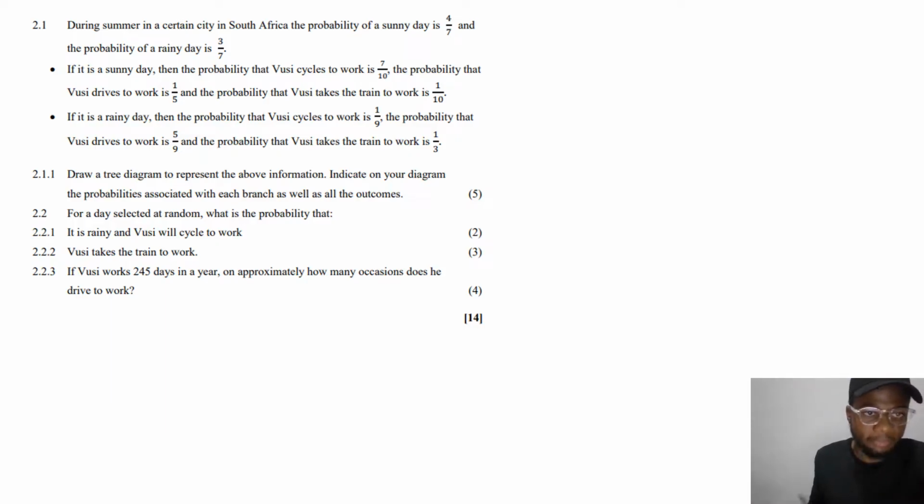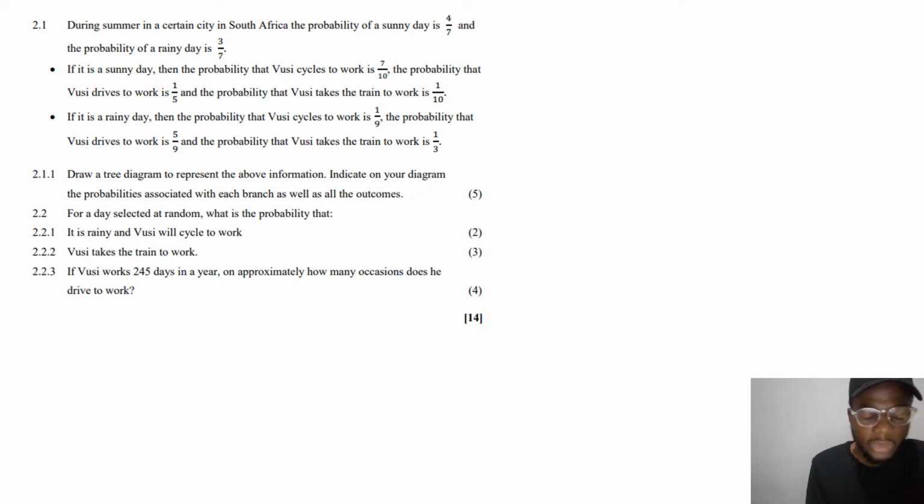Okay, here's our question. They've given us: during summer in a certain city in South Africa, the probability of a sunny day is 4/7, and the probability of a rainy day is 3/7. If it is a sunny day, then the probability that Vusi cycles to work is 7/10, the probability that Vusi drives to work is 1/5, and the probability that Vusi takes the train to work is 1/10. If it is a rainy day, then the probability that Vusi cycles to work is 1/9, the probability that Vusi drives to work is 5/9, and the probability that Vusi takes the train to work is 1/3.